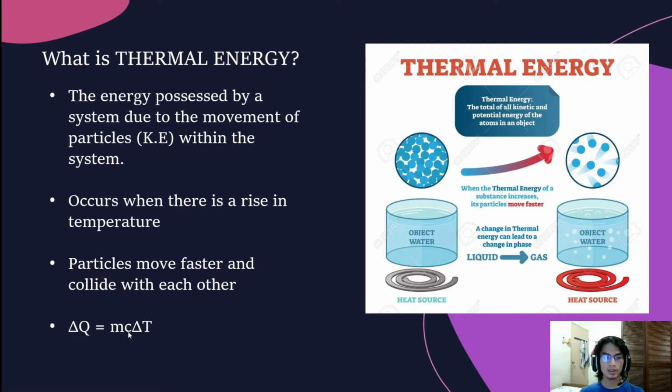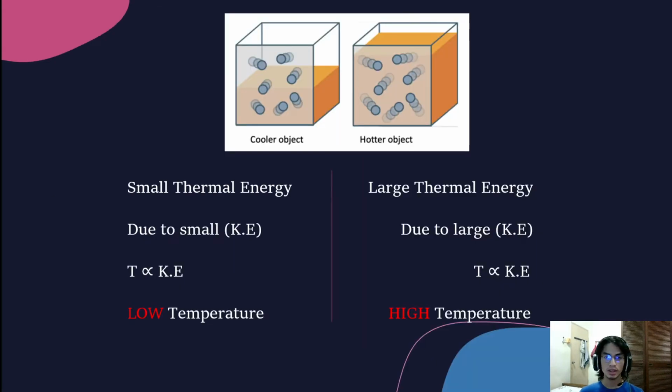It depends on the type of substance. For metal, it will be different, and for wood, the C will change to another value. And then delta T is the change in temperature, the temperature difference between one point and another. So initial and final: final minus initial, we get delta T. So let's look at this example.